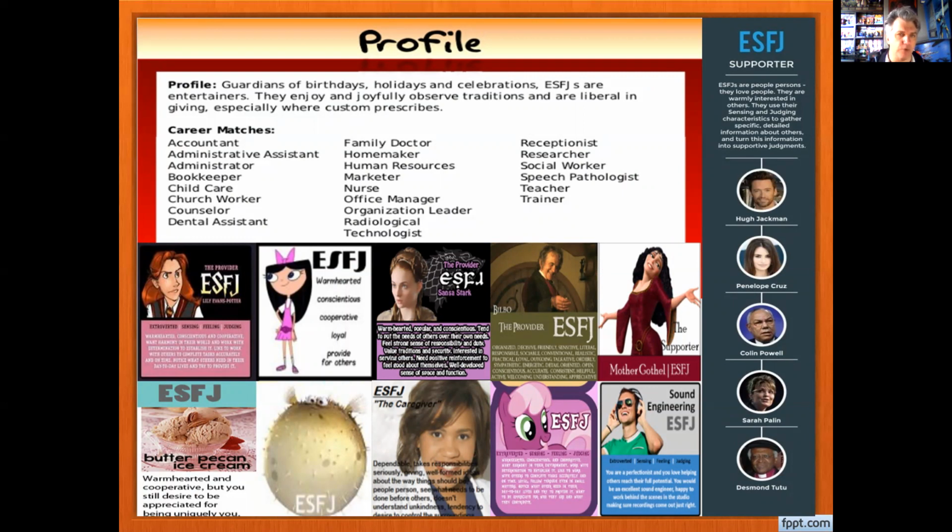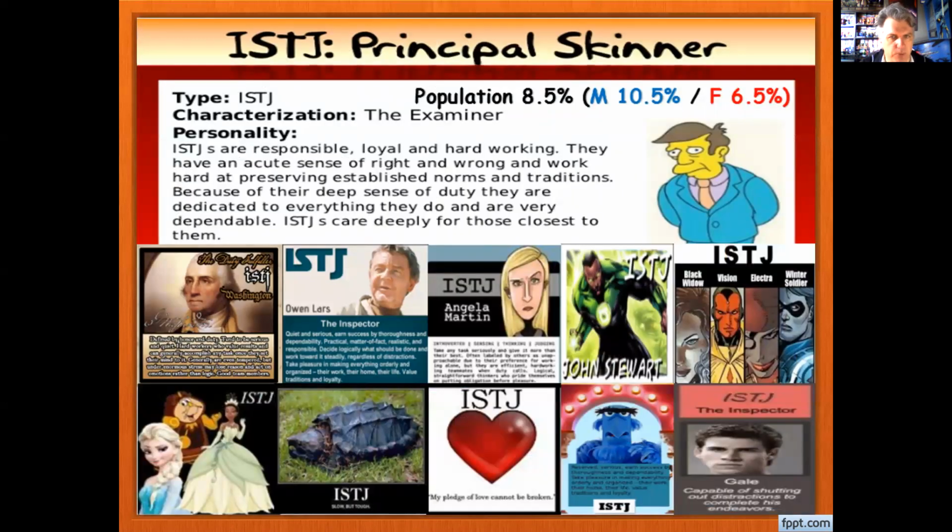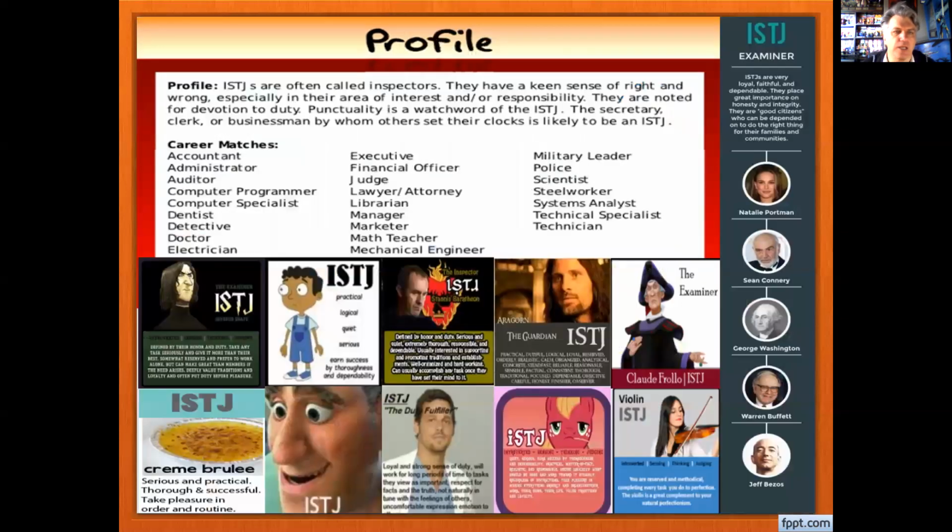Now, if we go to the next group, which is the ISTJ, a little bit more introverted, but again, 8.5% of the population here. These are the responsible, loyal, hardworking people, acute sense of what is right and wrong, very clear in that, deeply caring for those closest to them as well. The ISTJs are often called the inspectors, keen sense of, again, right or wrong, this is good, this is bad. There's not a lot of gray area in between those. So you got some Natalie Portman, you got some George Washington, Jeff Bezos, the Amazon king.